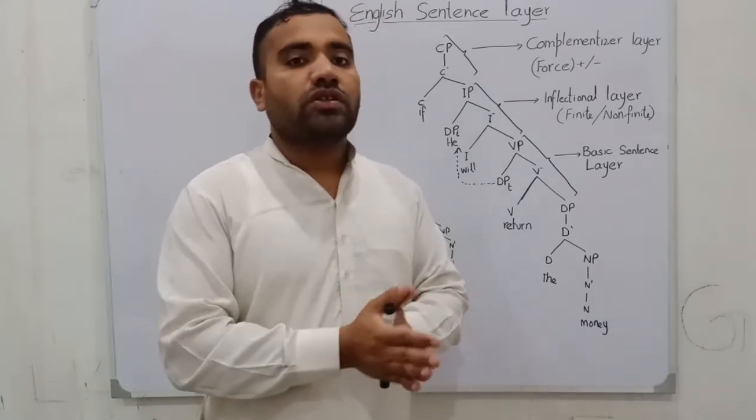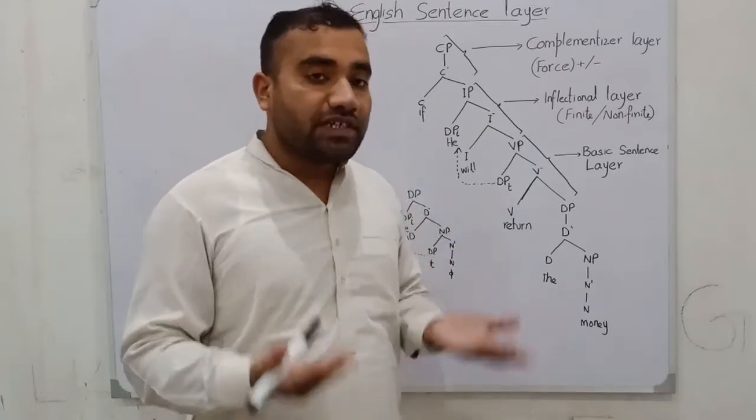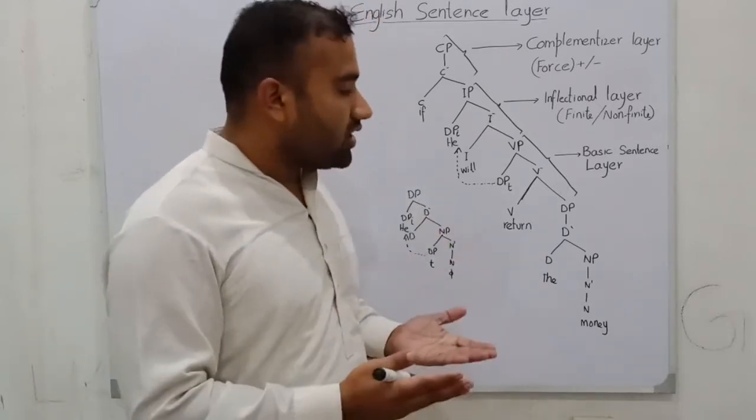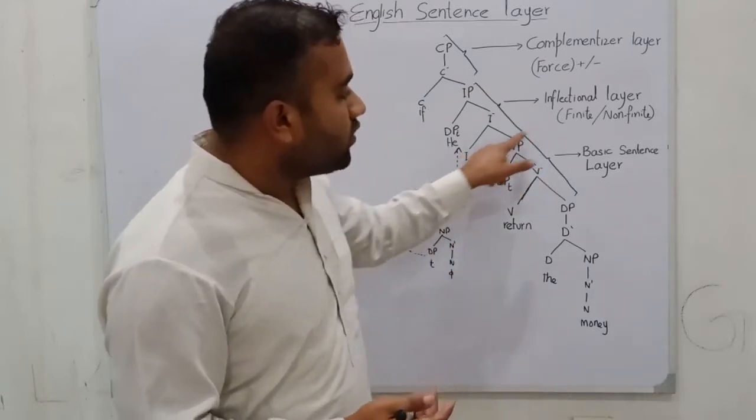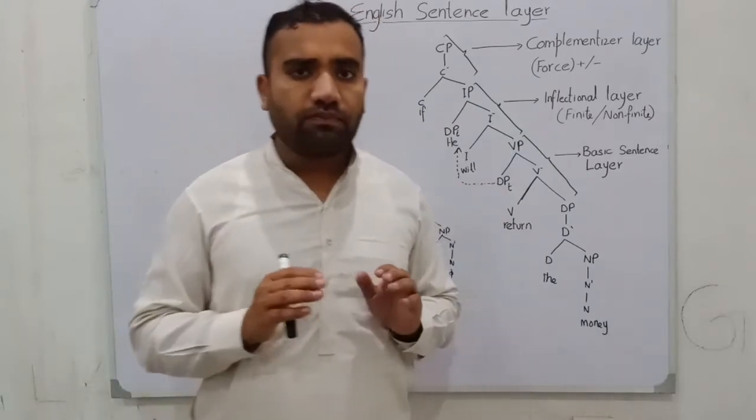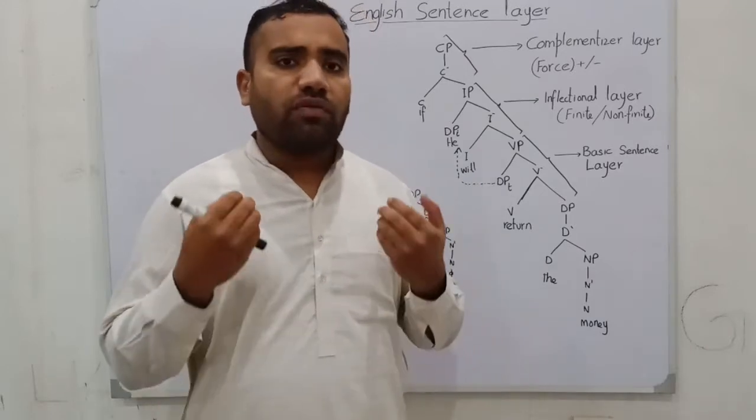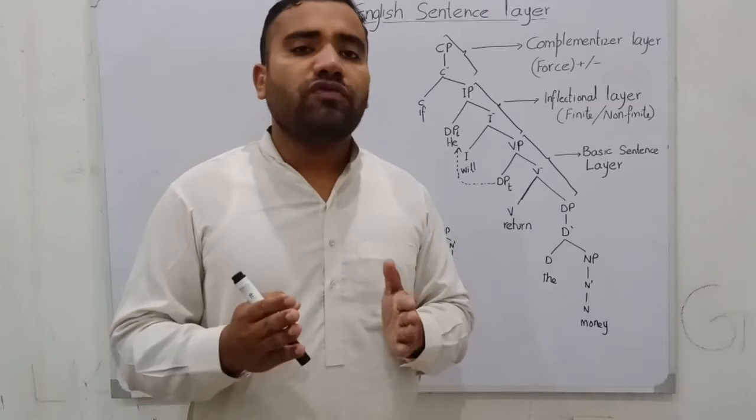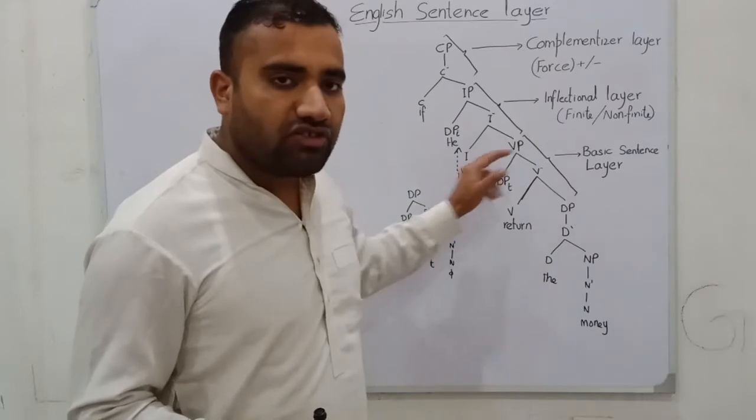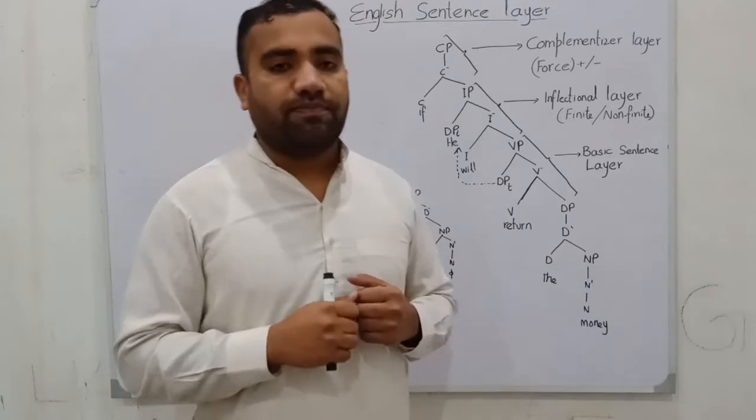And see the layers of a sentence. How many layers does an English sentence have? First of all, we have already discussed that the first layer is the VP domain, the first layer of every sentence. If we want to work on any language, our basic proposition is that we will have to construct the VP layer. This is the basic sentence layer, because at this level theta roles are assigned.